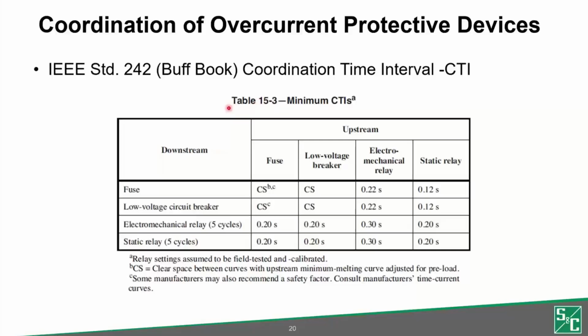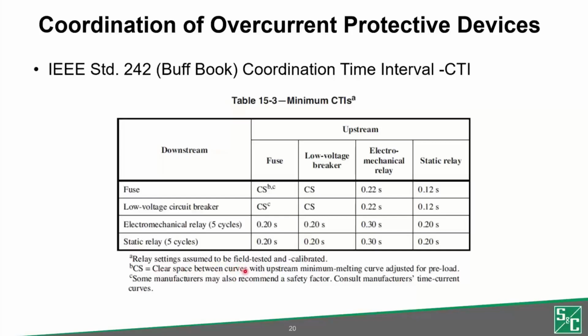This is an excerpt from that standard, table 15-3, minimum CTIs, or coordination time intervals. If you look at this chart, on the left side we've got downstream devices, and then on the right, we've got upstream devices, and the same devices are listed in each. So for example, if we're trying to coordinate a fuse to another fuse, we look at this table, they come together and it says CS. CS means clear space between the curves.